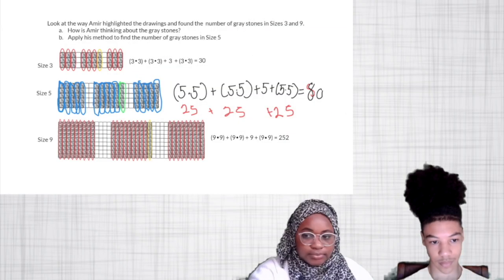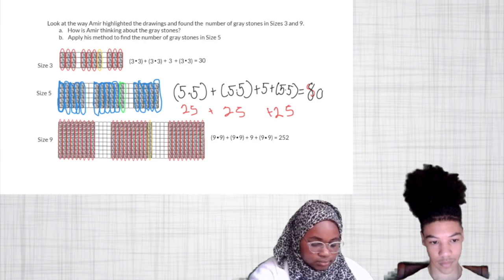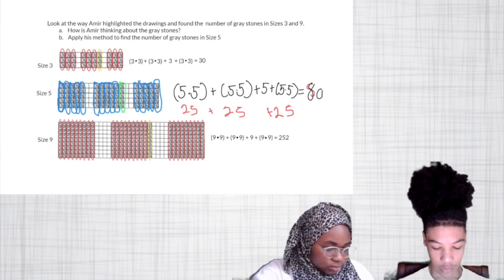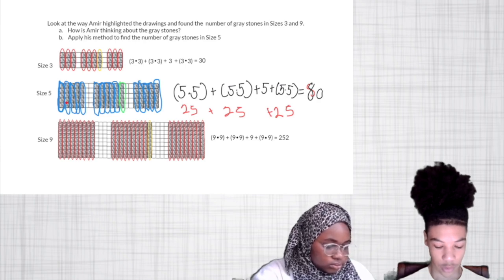I would like to just talk through what you wrote, the 5 times 5. I want to just connect each part back to the drawing. So the first 5 in the 5 times 5, what does it mean? Is it 5 stones? Is it 5 columns, 5 rows, 5 groups, something else? So the first 5 would be representing how many tiles are in one column, and the second 5 would be how many columns there are.